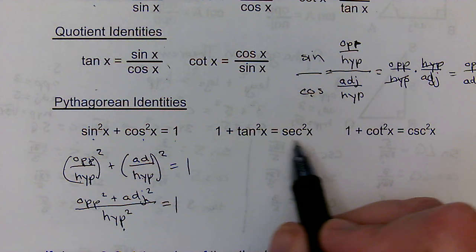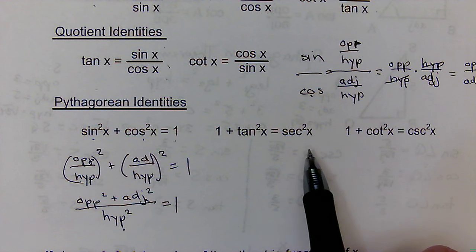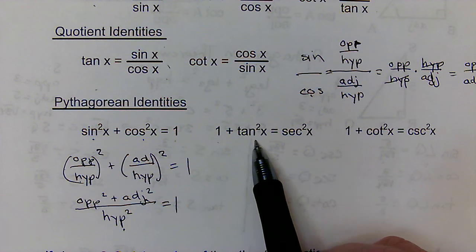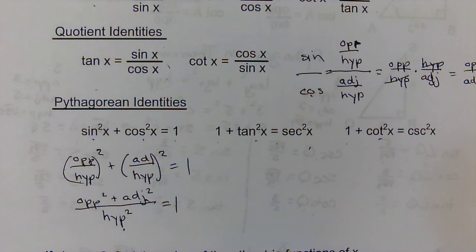Same thing here. You can do it with the sines and cosines, opposite and adjacent, and you'll see it works out the same way. 1 plus tangent squared is equal to secant squared, and 1 plus cotangent squared is equal to cosecant squared. We're going to talk about those more in the future. But for right now, we're just going to use these identities to try to solve some problems.